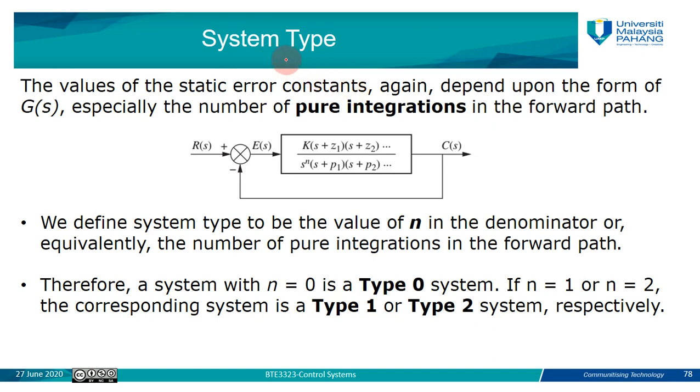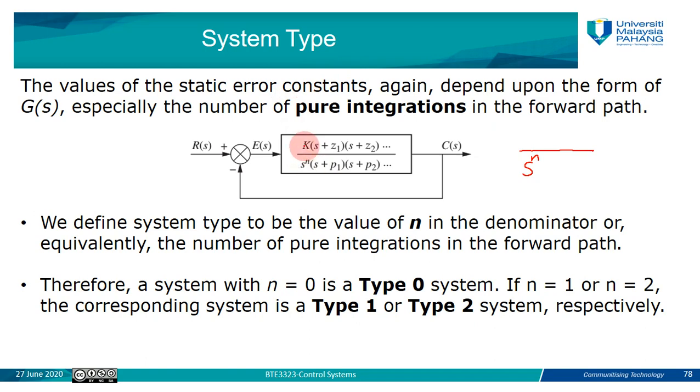The system type actually depends on the power of the integration. So if you have s in the denominator, the pole at the origin, which we sometimes call integration, the value of s, or the power of s, will indicate the type of the system. So based on the value of n, we can decide the type of our system.